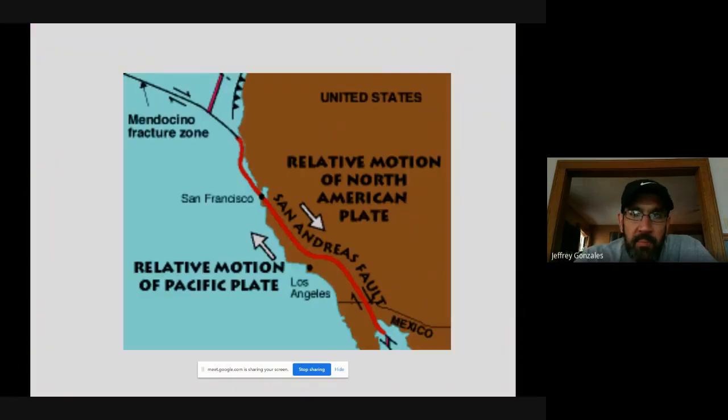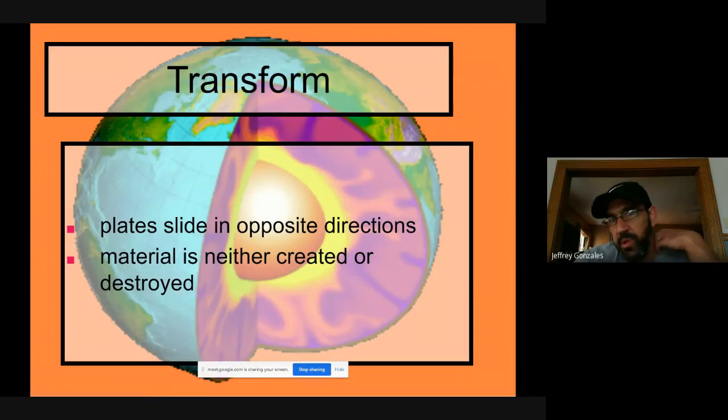Okay. This is an example or a picture of a transform boundary. A transform boundary is when two plates slide in opposite directions. You can see this is a very famous example of a transform boundary, the San Andreas Fault. So if you think about the San Andreas Fault, you think about California, hopefully one of the things you're thinking about is earthquake activity, okay? And that's one of the things that happens here. We're not seeing crust being created, we're not seeing crust being destroyed, but sometimes we see earthquakes happen at these transform boundaries, okay?